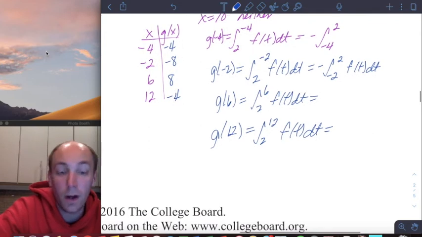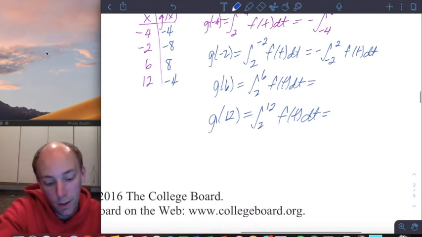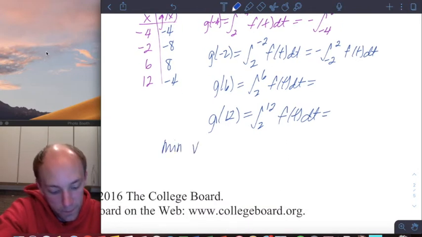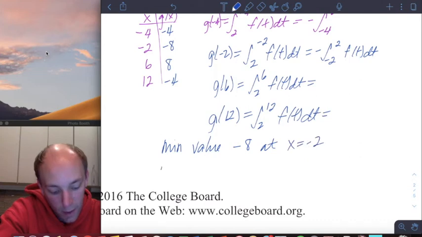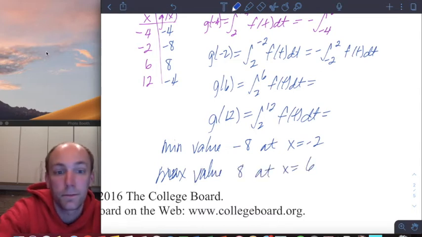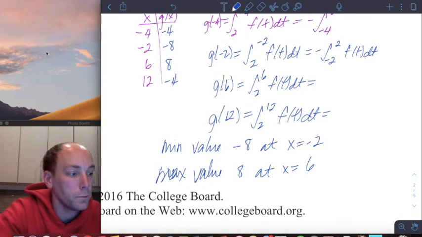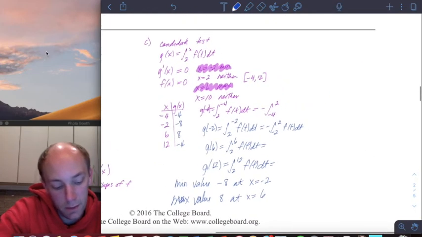Okay, so I have my candidate test. I performed the candidate test, so now what I'm looking for is the minimum value and the maximum value. Okay, so the minimum value is negative 8 at x equals negative 2, and the maximum value is 8 at x equals 6. Okay? All right, so that's part C.